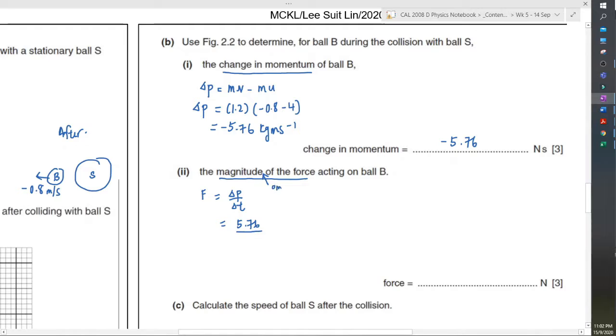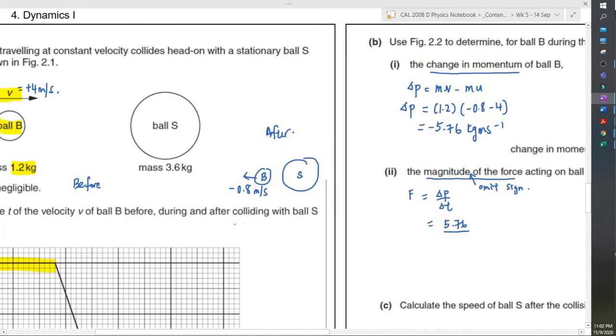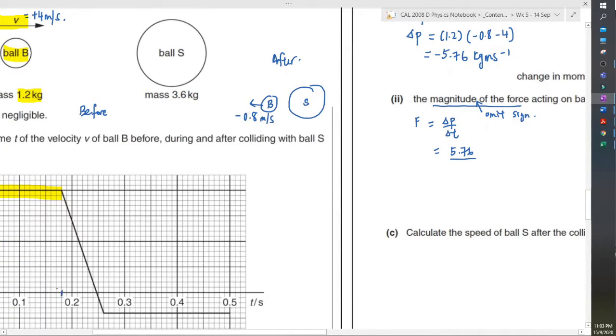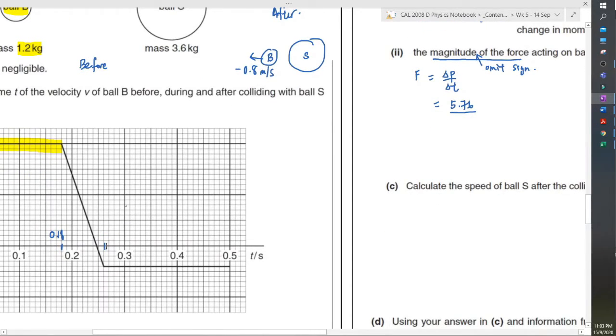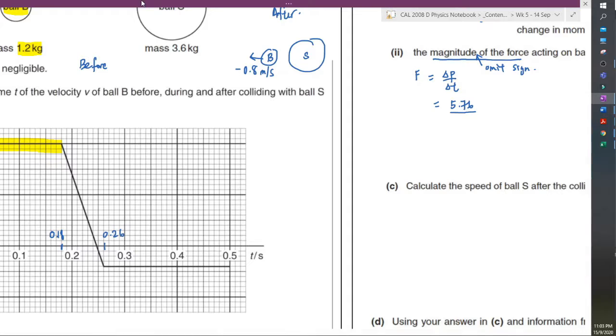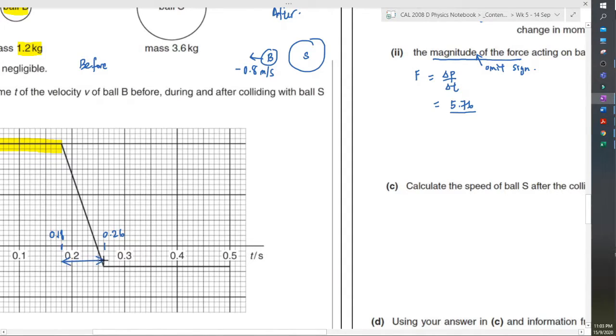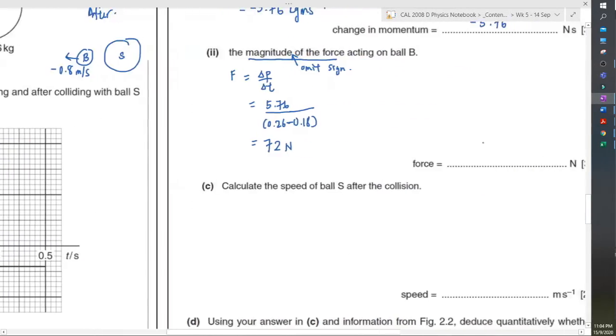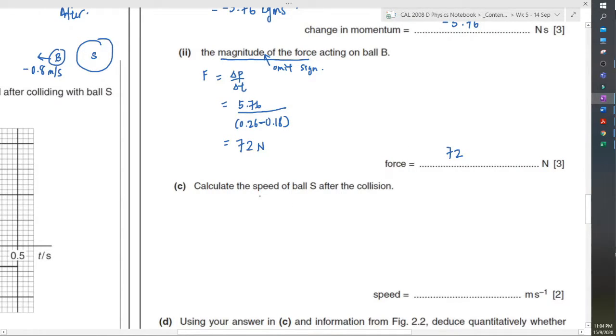Next, the magnitude of the force acting on B. We're going to omit the sign now because they just want the magnitude. So I'll take the change in momentum over the change in time. This is from lecture 4.1. You can see that the time taken for the speed to drop from 4 to negative 0.8 is this section, your delta T. The time here looks like 0.26 minus 0.18. If you're perceptive, you will also notice that we can omit the sign. So this will be 72 Newton.